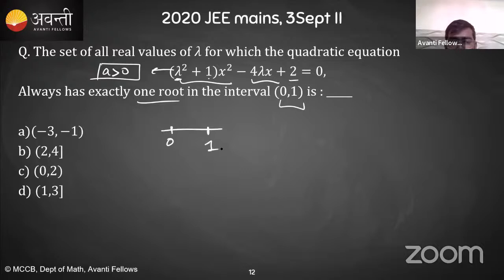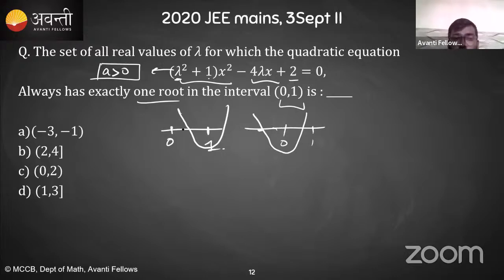The interval (0, 1) is there and exactly one root is supposed to lie in this interval. So I will have to draw the graph like this. One is this scenario and the other scenario is going to be like this, right? In both the scenarios, can you see that in the first scenario f of 0 is positive, above the x-axis, and f of 1 is negative. And in the second scenario, f of 0 is negative and f of 1 is positive.